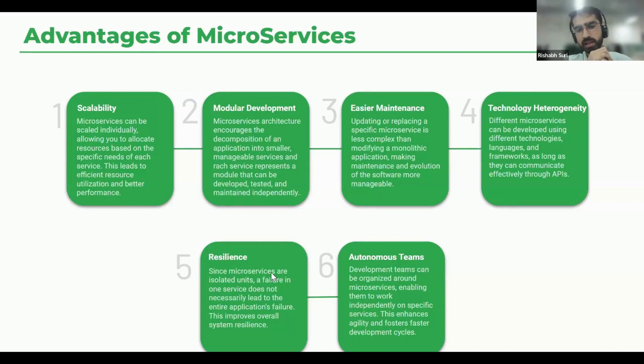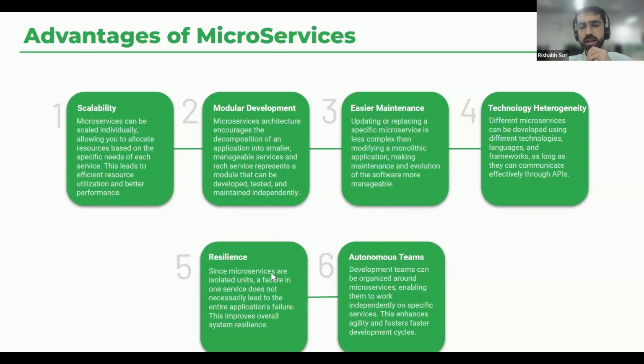Then we have easier maintenance, which microservices provide us with. Individual services can be updated without impacting the entire application. This makes it easier to fix bugs, add new features, and so on, and apply security patches to specific services as well. Maintenance tasks are more focused and efficient.